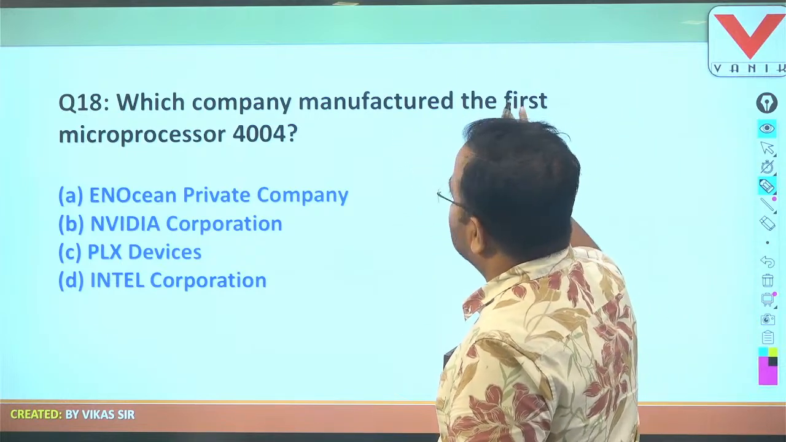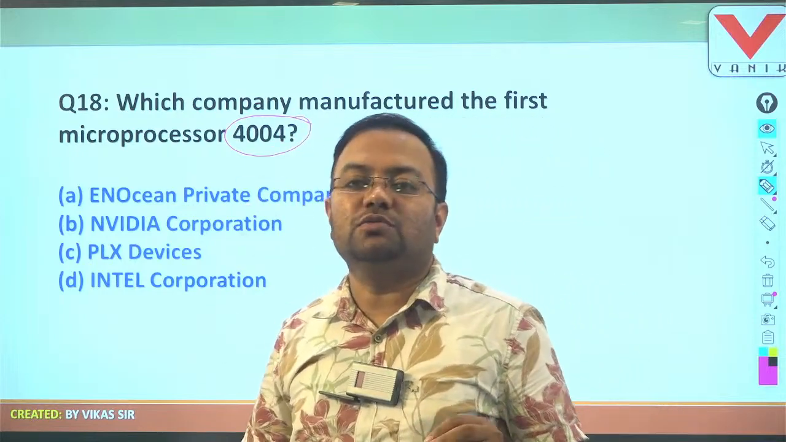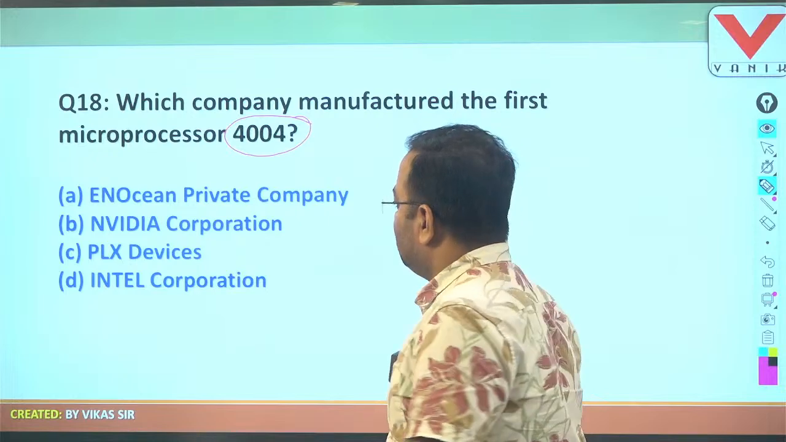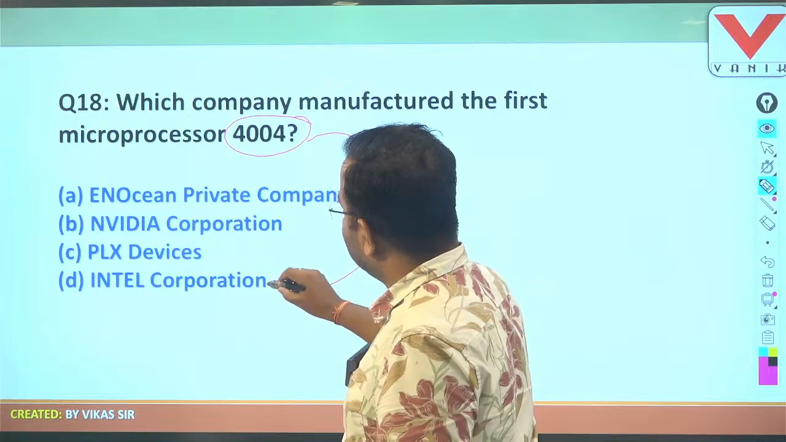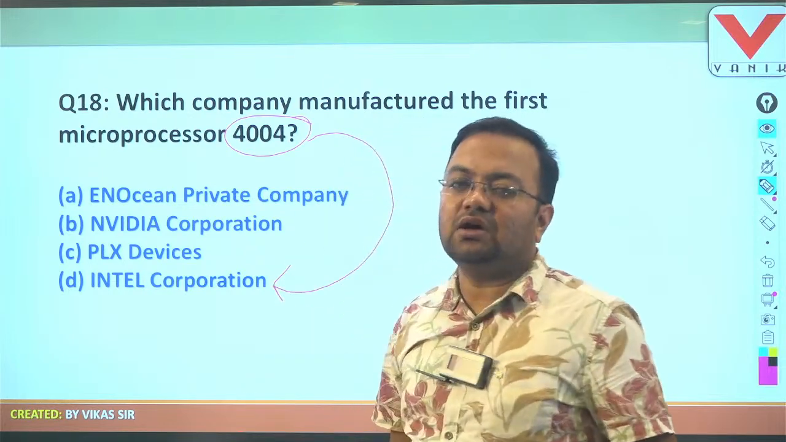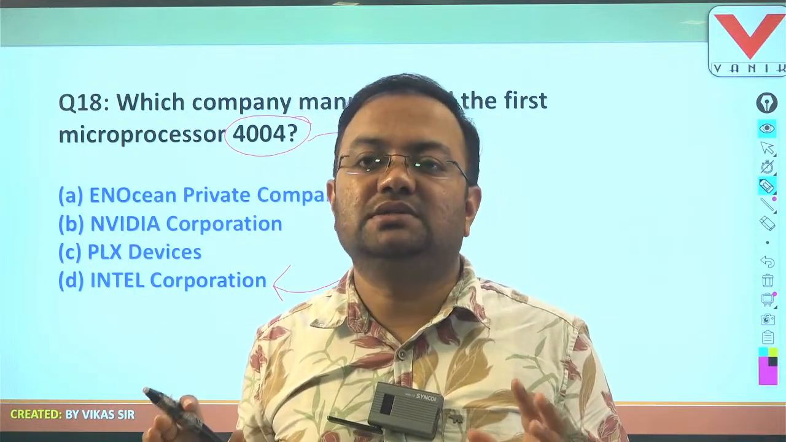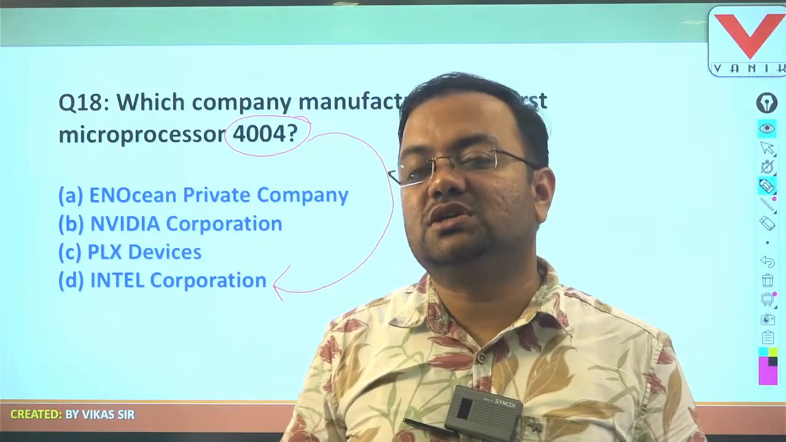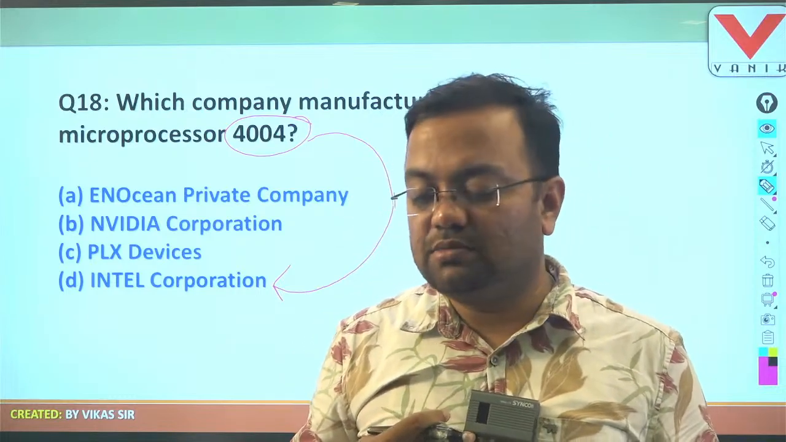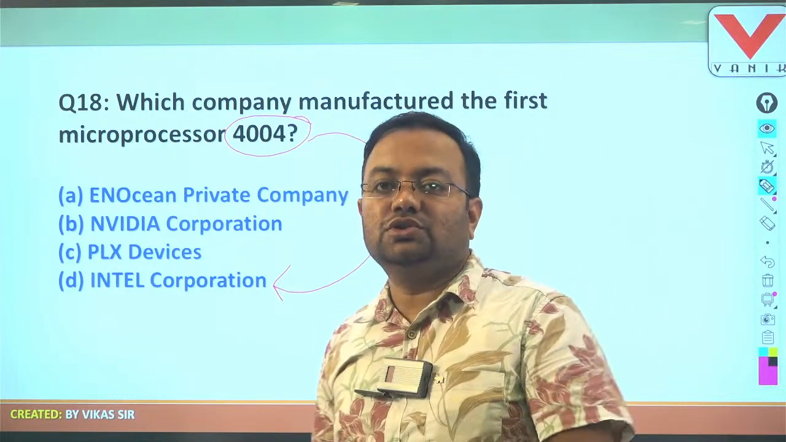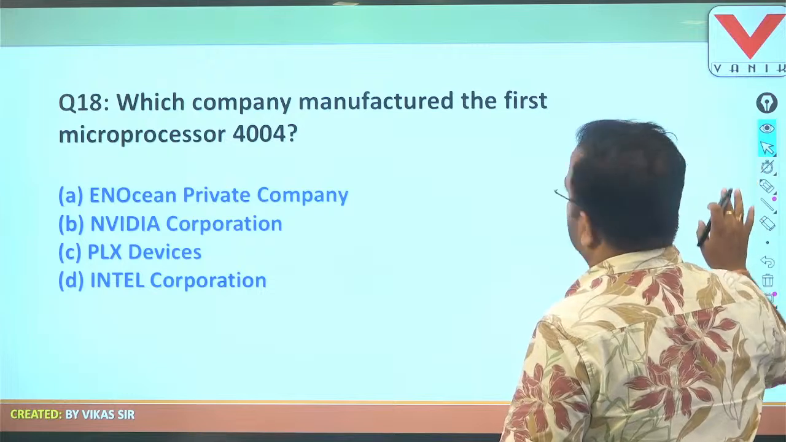Which company manufactured the first microprocessor 4004? So student, remember that the first microprocessor 4004 is the microprocessor designed by Intel Corporation. Intel Corporation is an MNC and it is so popular because of its product, the microprocessor semiconductor chip. And the first semiconductor chip designed by Intel Corporation is 4004. So question number 18, answer is D. Then goes to question number 19.